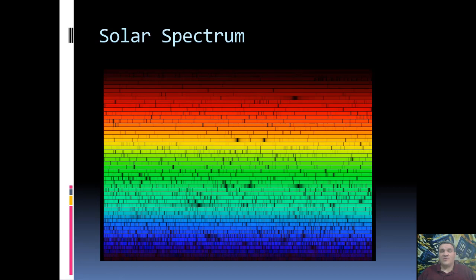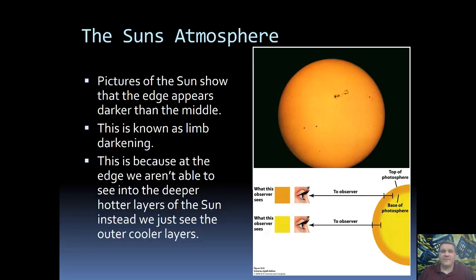Here is the actual spectrum of the sun. And notice we have most of the light coming through, but then we definitely have some lines of missing color. This is the absorption spectrum that we get from the sun's photosphere.